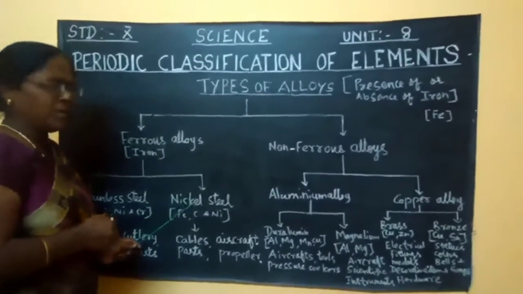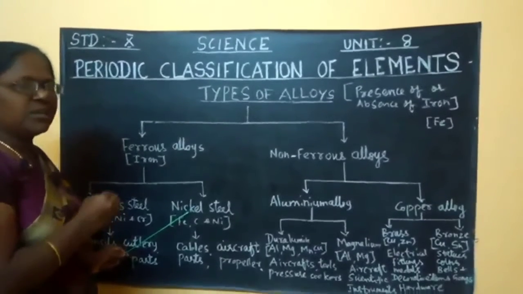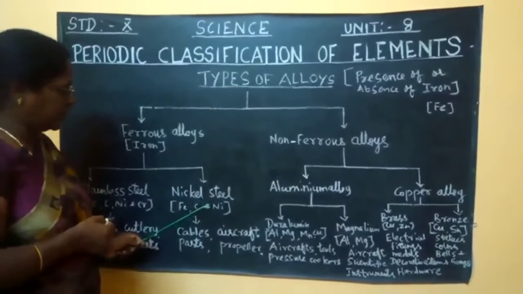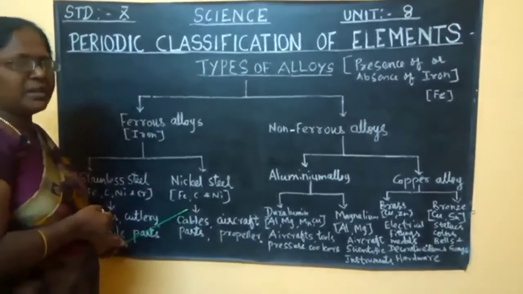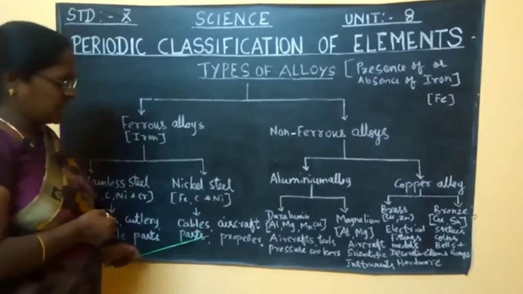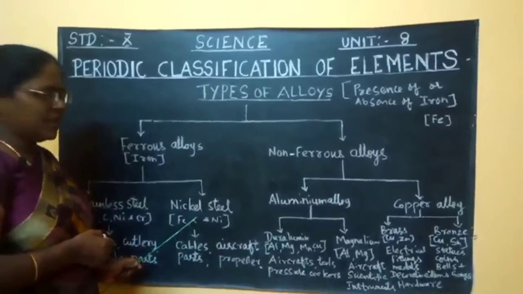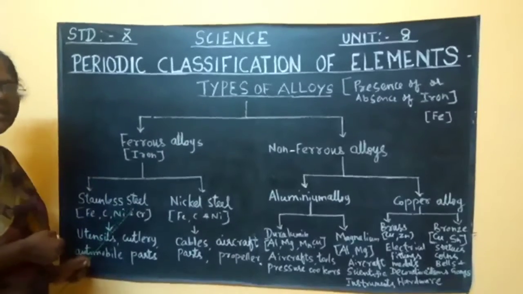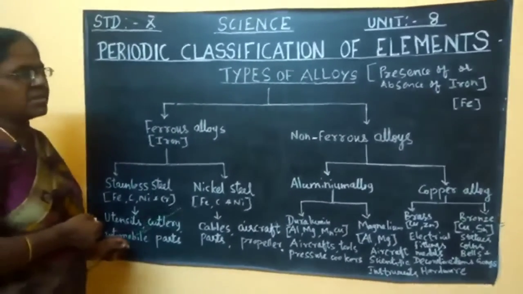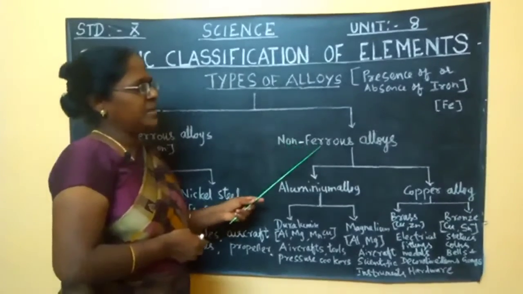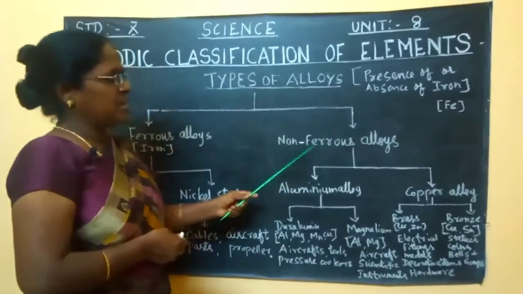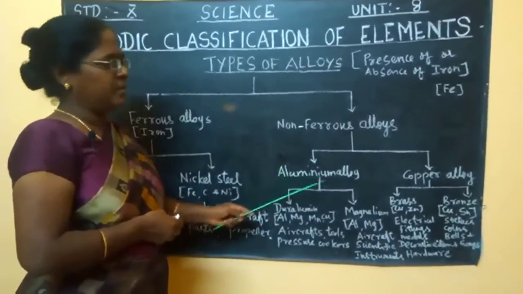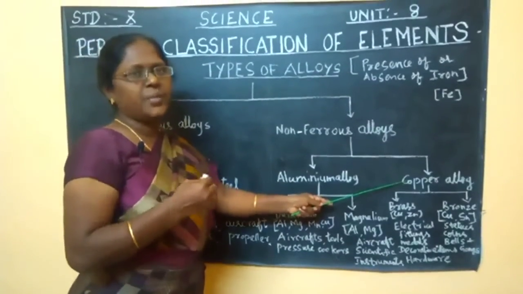Next one, we are going to see about nickel steel. So this nickel steel is containing iron, carbon and nickel. So it is used to make cables, aircraft parts and propeller. So here nickel steel is not having chromium, but stainless steel is having chromium in this case. Now non-ferrous alloys. So this non-ferrous alloys are having some examples. One is called as aluminium alloy, another one is called as copper alloy.